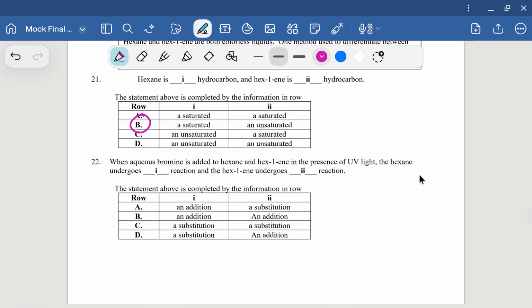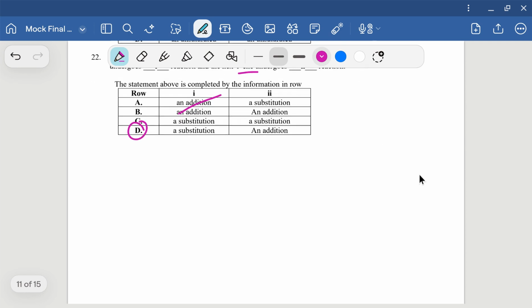Now the next part, if aqueous bromine is added to hexane and hexene with light, that's just acting as a catalyst. Hexane can undergo substitution because there's no double bond, and hexene can undergo addition, so you can break that double bond. So that answer is D.